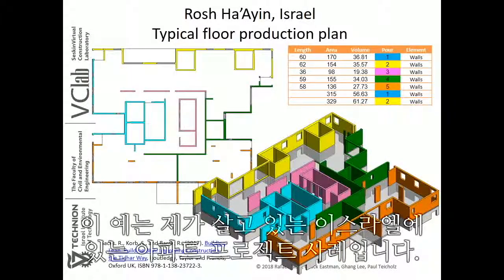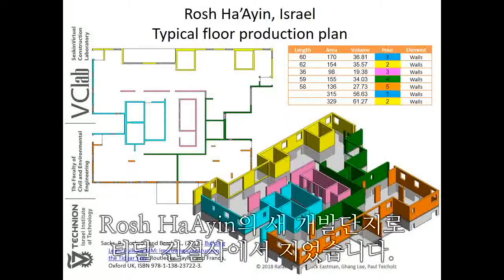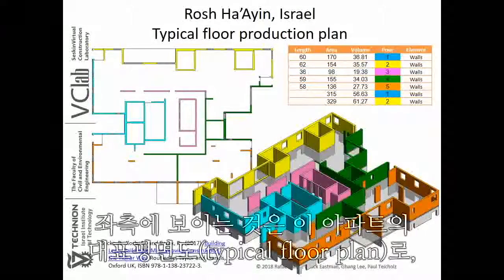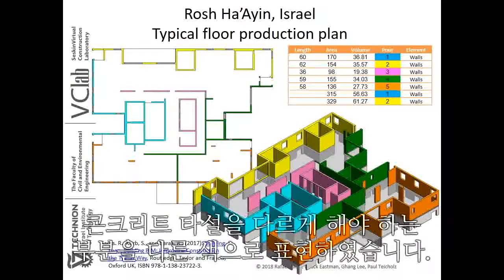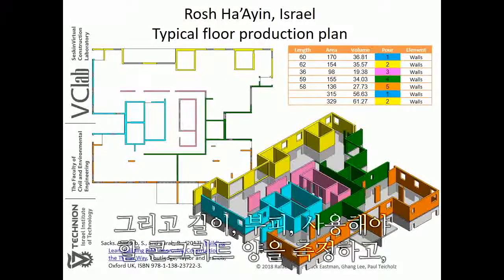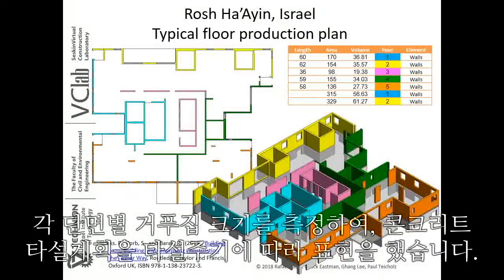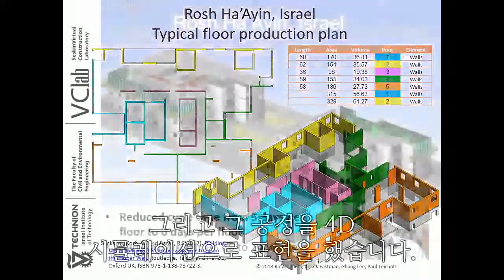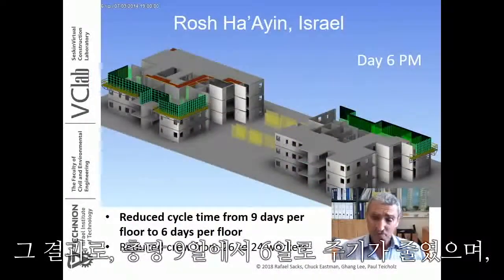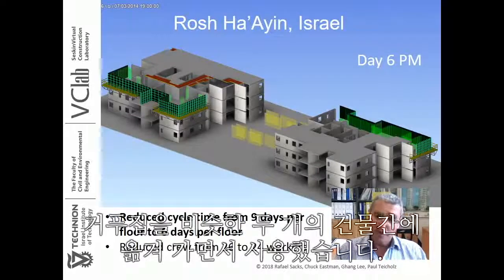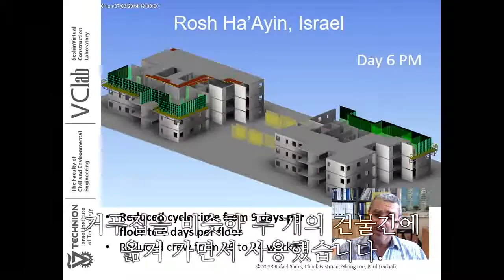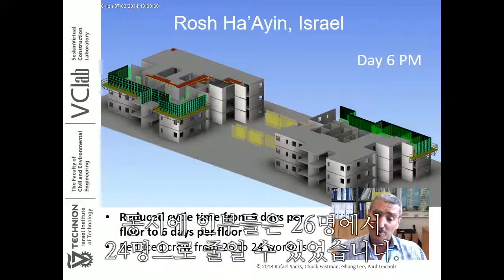This is a project from Israel, where I live, from a new development in Rosh Hashanah, built by the Tidhar construction company. You see on the left a typical floor production plan where it's color-coded according to the different concrete pours that will be done, and then by measuring the length, area, and volume of concrete, area of formwork, volume of concrete in each section, the pours themselves are defined in cyclical fashion. In this particular project, these were simulated out using 4D, and the result was a reduction in cycle time from 9 days per floor to 6 days per floor, with formwork being shifted from among 2 buildings which were very similar, albeit not entirely identical. At the same time, the crew was reduced from 26 to 24 workers.